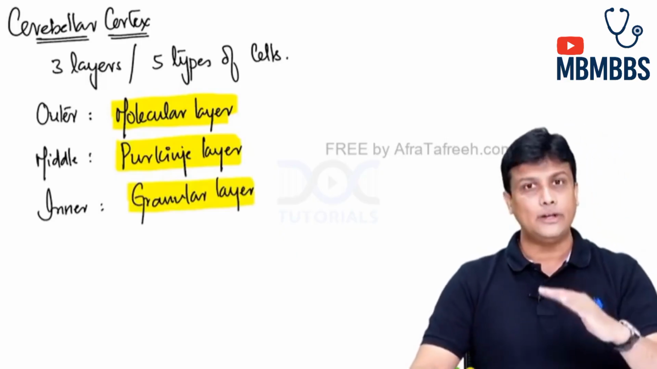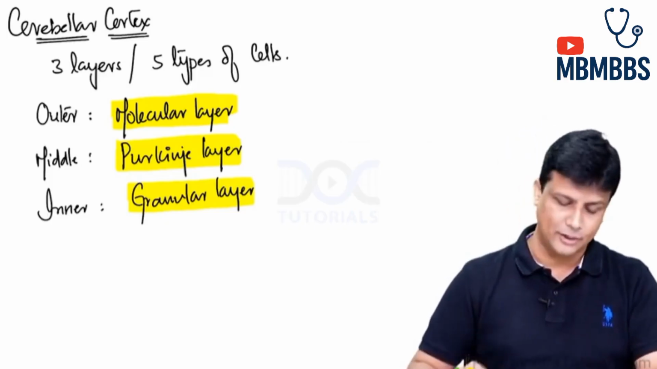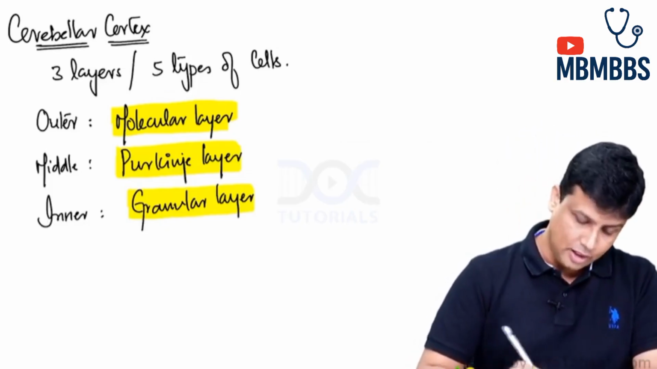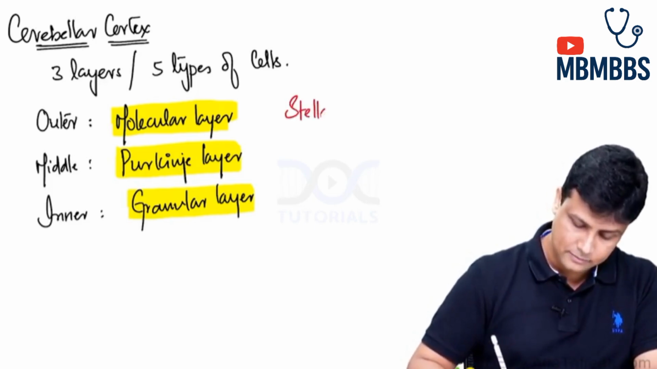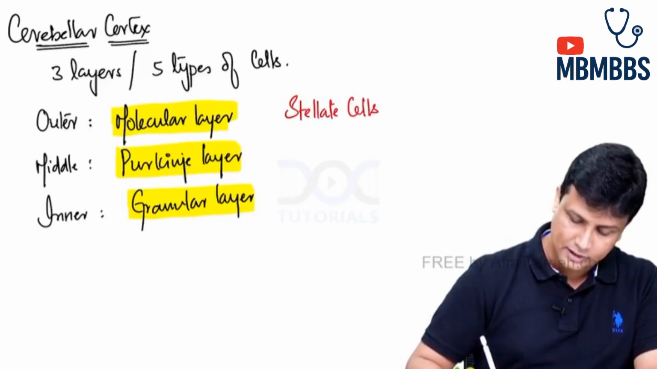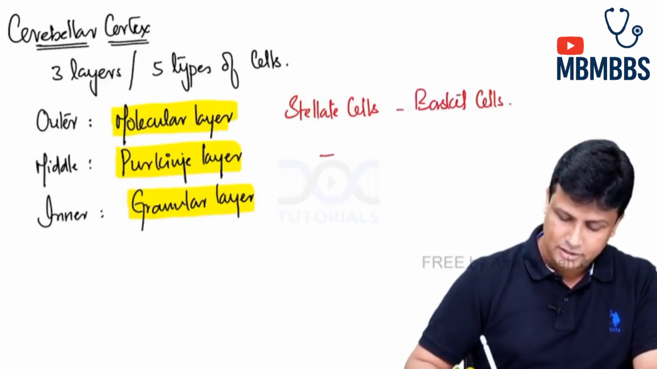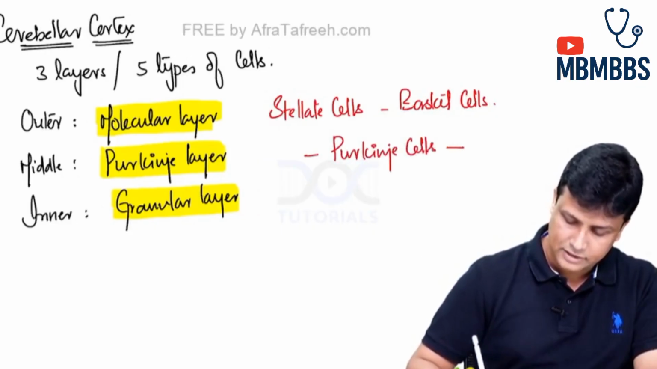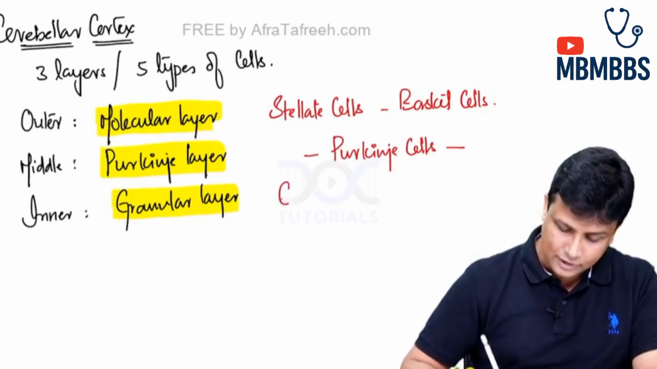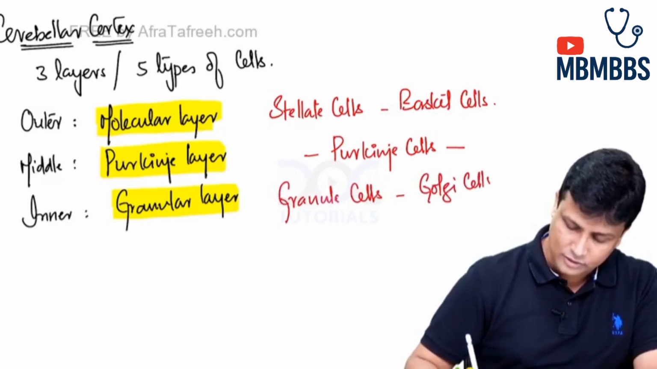And as I said, in all these 3 layers, we'll have 5 different types of cells. Now let us write down the names of the cells here. In the outermost molecular layer, we'll have the stellate cells and basket cells. And in the middle Purkinje layer, you'll have Purkinje cells. And the granular layer will have granule cells and Golgi cells.